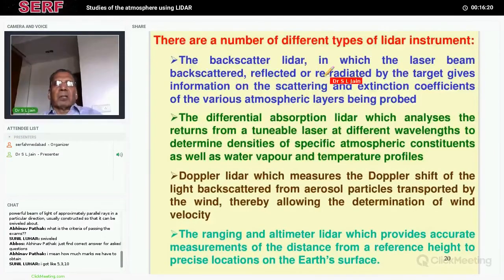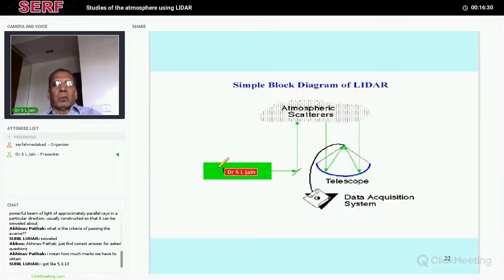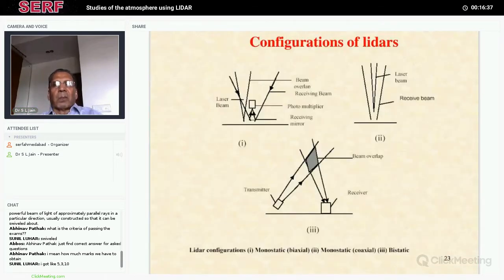So we have already discussed there are different types of LIDAR systems available, and the principle of LIDAR we already discussed. So you have a laser, you have atmospheric scattering, and then you have a telescope and the data acquisition system. Then the configuration of LIDAR, you can say, is of three types.